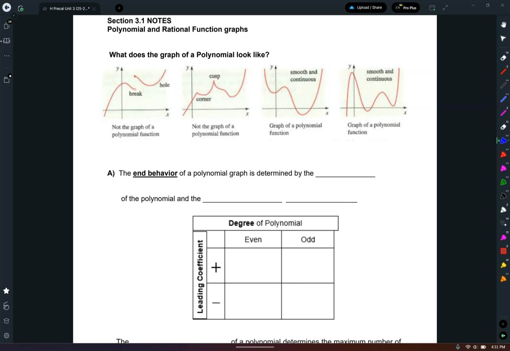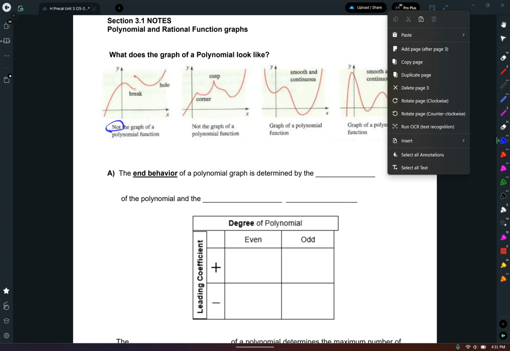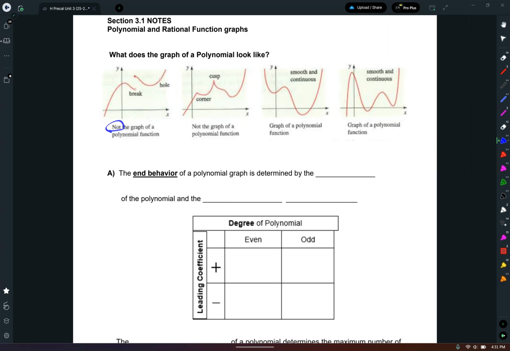First of all, if you look at the top line, I have 4 different graphs here. And I want you to notice what I have listed underneath. The first example says it is not a polynomial. And the next one is not a polynomial. But then notice the last two, it says these are polynomials. So I'm going to put here no, no, yes, yes. And I want to talk about what's the difference in them.